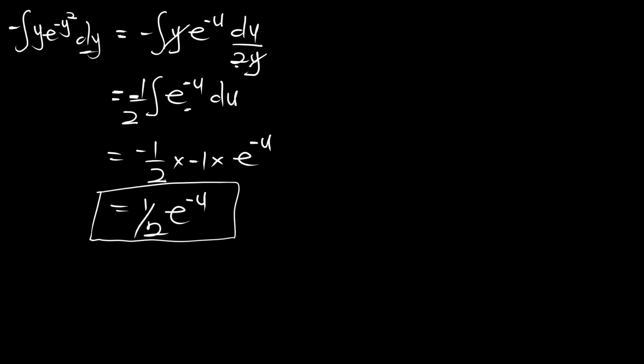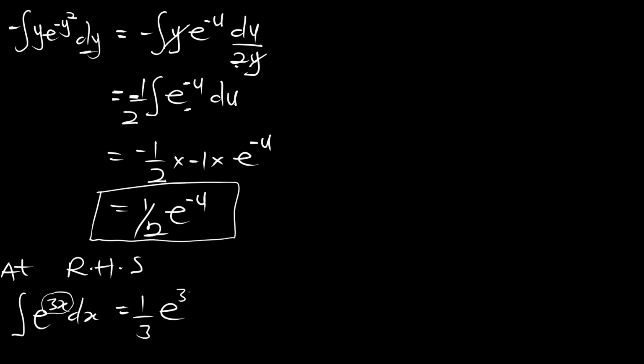Now let's look at the right hand side, where we have the integral of e^(3x) dx. This is very simple. We integrate this, which is 1/3 of the same function, e^(3x). Remember, anytime you do integration, you can add plus c.